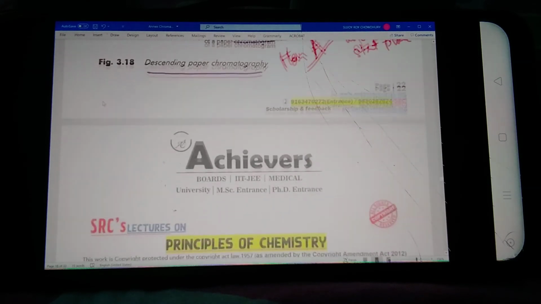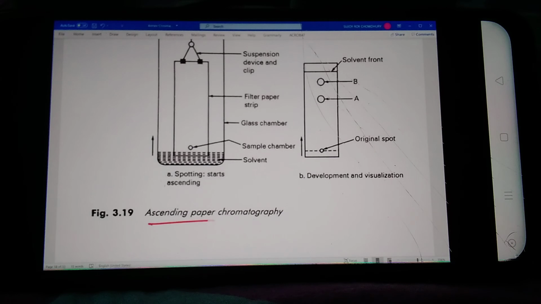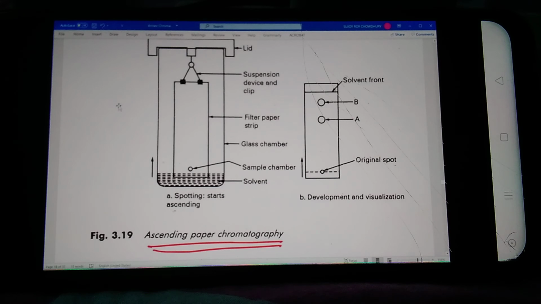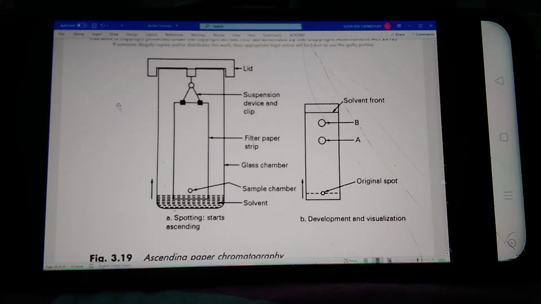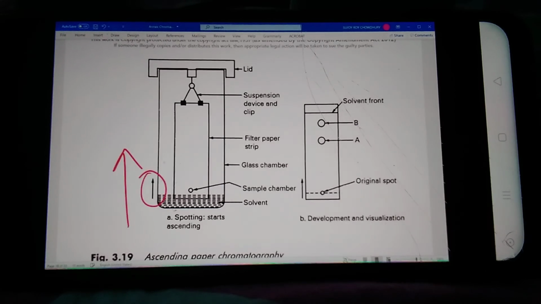This is descending, and another type of paper chromatography possible is ascending paper chromatography. In ascending paper chromatography, basically the solvent is going up. See the arrow, it is moving up. This is the setup, this is the solvent, the mobile phase, and this is the inert support. Here water, at 22% by weight, is acting as the stationary phase, and the mobile phase is pushing the components. After development you see B going up with the solvent.